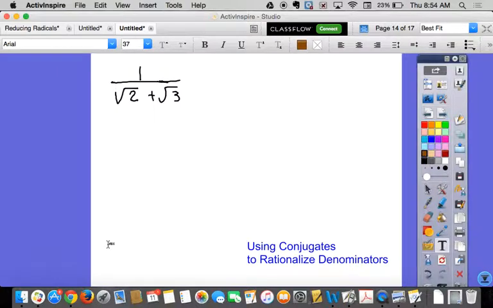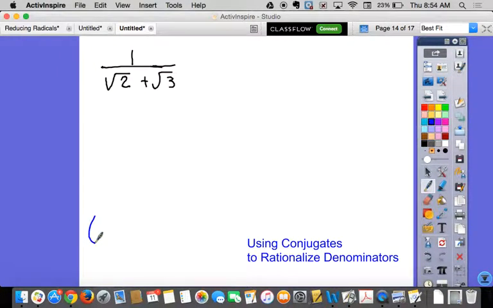Conjugates are when, let me get my pen, and I tell you what, you don't necessarily have to have radicals, but we're going to use it with radicals. Conjugates are like this: you have the same terms, opposite signs. And something beautiful happens with those every time you multiply them together. And it's so helpful when you're rationalizing denominators.